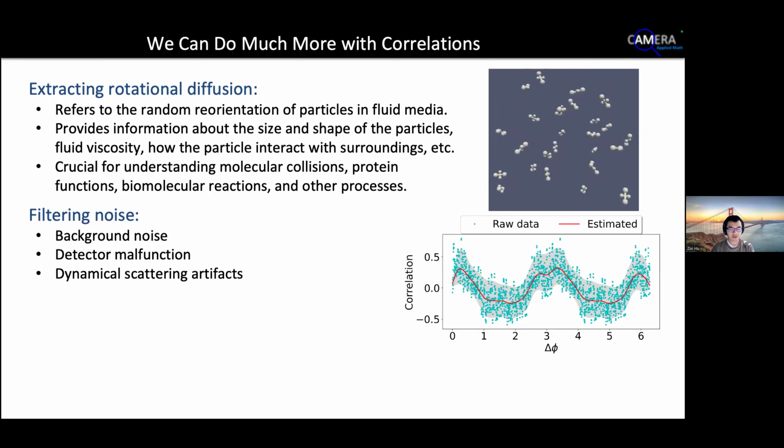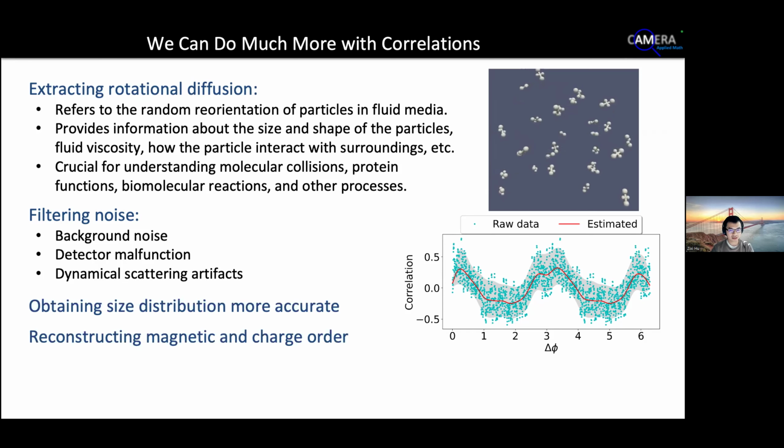Correlation analysis can also help us filter noise to get cleaner data. For example, it can help us with the background noise or noise resulting from detector malfunction. Of course, no data analysis technique can help with a severe detector malfunction like a power outage or a destroyed detector. Here, I mean those milder ones, like pixel saturation, leaking intensity, misdetection of photon events, or detector background. Correlation analysis can also help us with dynamical scattering artifacts.